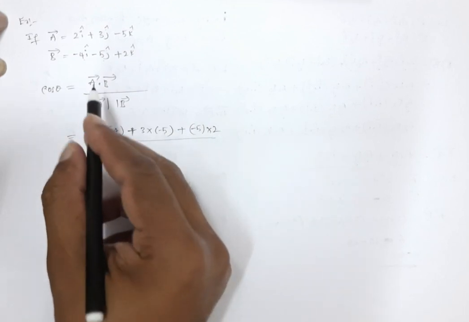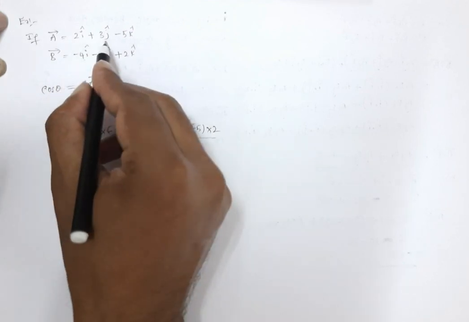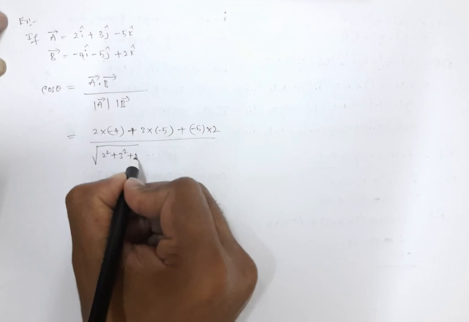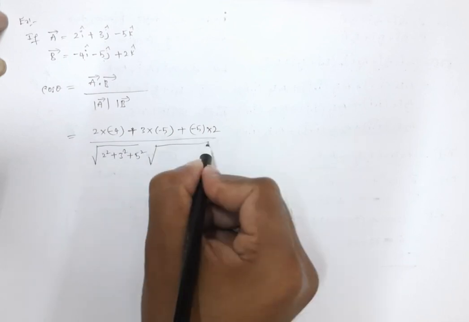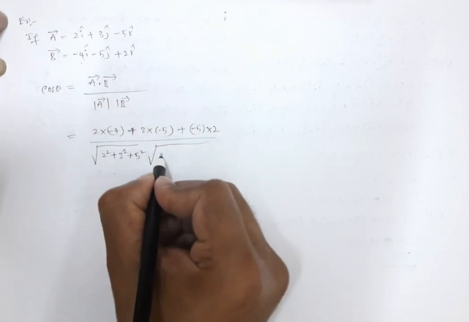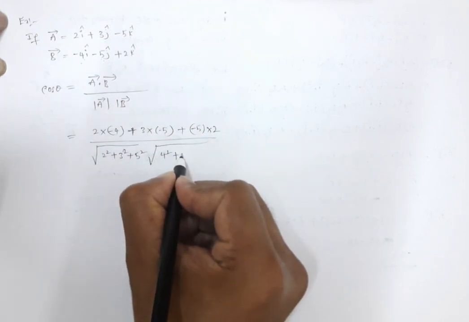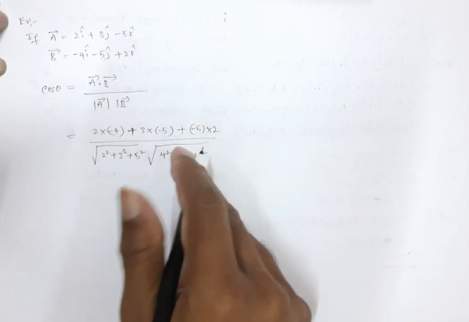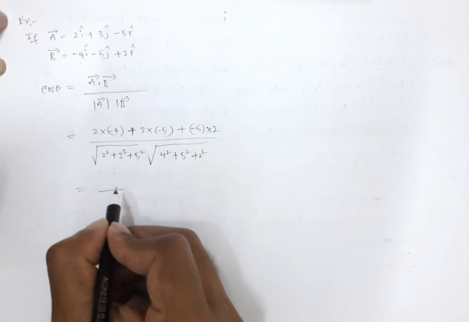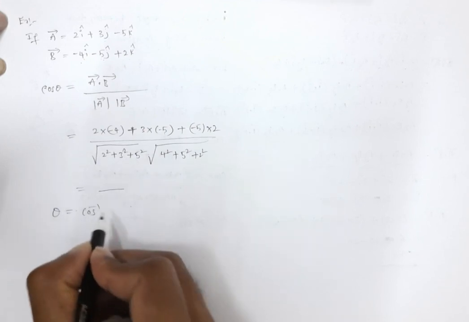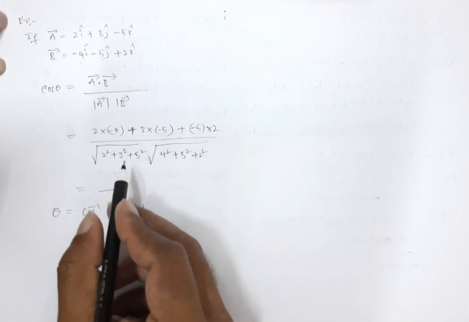the magnitude of a bar. So we take the x, y, z components: 2 square plus 3 square plus 5 square. Next, the magnitude of b bar. Take the x, y and z components: 4 square plus 5 square plus 2 square. Now simplify this value, we'll get some constant here, and after getting some constant, theta is equal to cos inverse of this value.